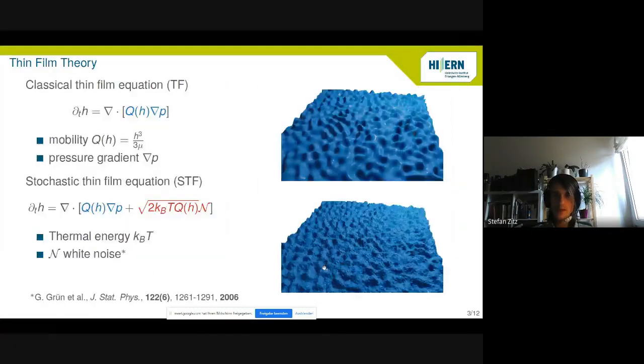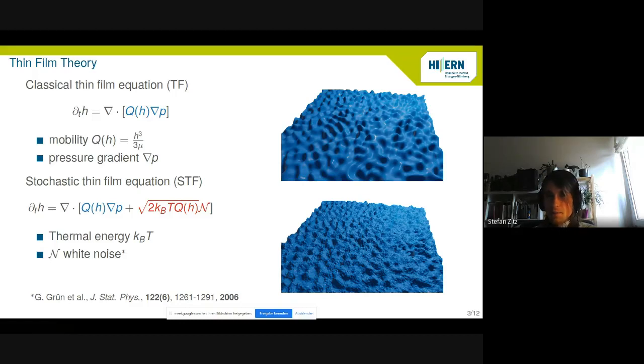And now, what is the meaning behind this, or what do we understand? So for the classical thin film, what I called athermal just now, we use the so-called thin film equation, or something similar, which tells you that your height field, this blue thing you see here, can only move due to a pressure gradient. Of course, you have some mobility because we are in the low Reynolds regime, so our Reynolds number is much smaller than one. This equation looks simple, but if you look into it, you find yourself with a fourth order degenerate partial differential equation.